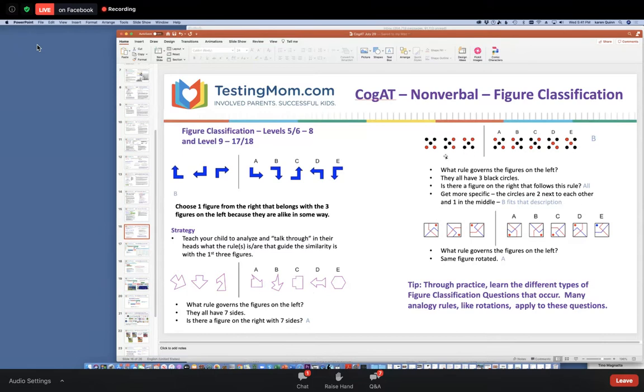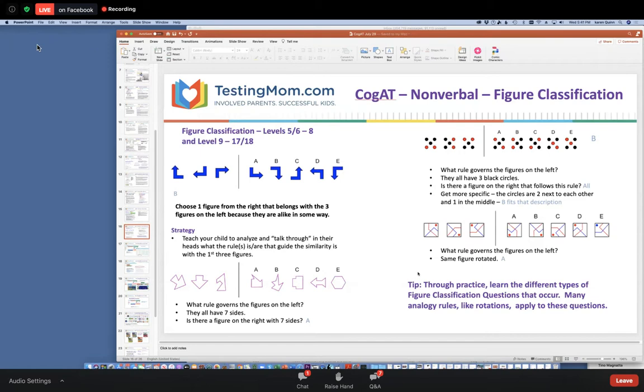This one, we talked about this one before. And this is an example of where you think, oh, well, the answer has to have 3 black and 2 reds. Well, they all have 3 black and 2 reds, so we need to get more specific. So the specific answer is black in the middle and then 2 next to each other. And that makes B the answer. And then this one, the minute you see this, you know, rotation. This is a rotation. Same figure rotated. So we just have to figure out which one here is the same figure rotated, and A is our answer.